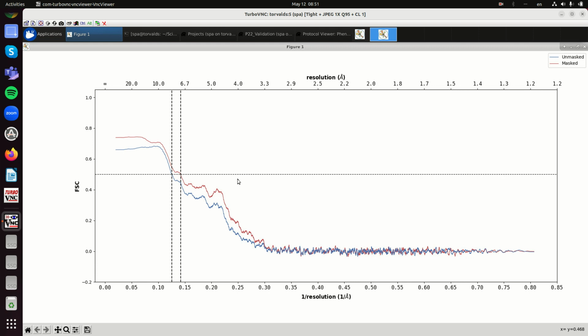So yeah, we all like to report the highest resolution number ever, but we have to be careful with what is the actual agreement and the actual biological content of our reconstructed maps. So with this, I will close this project and see you in the next one.